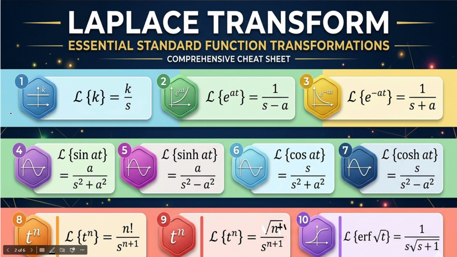You can see here I have shown it by diagram also. This is a constant diagram, any constant value will be here. So Laplace of k is k by s, where k means any constant value. For example, Laplace of 4 will be 4 upon s. Laplace of 14 will be 14 upon s. Laplace of 140 will be 140 upon s.